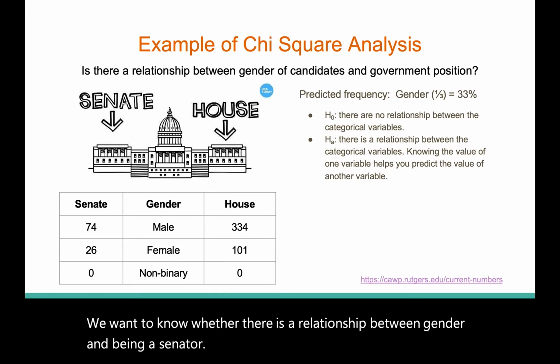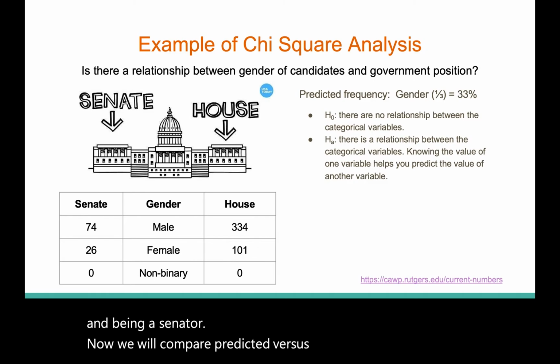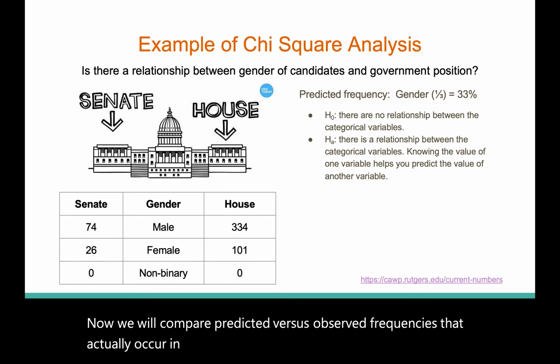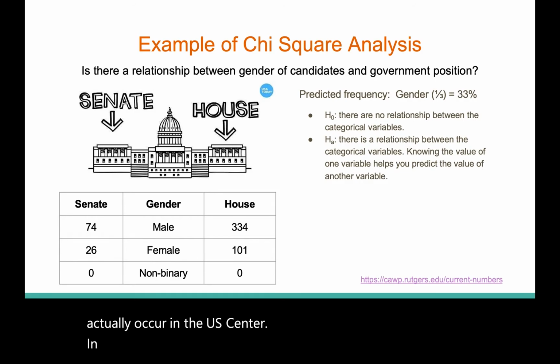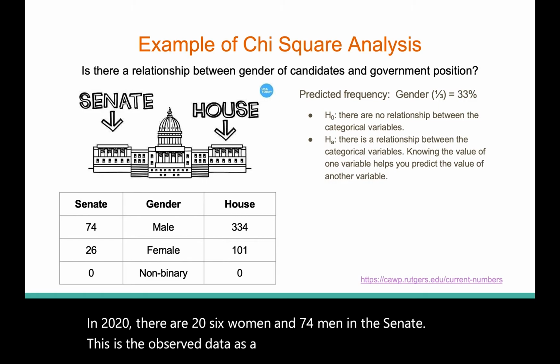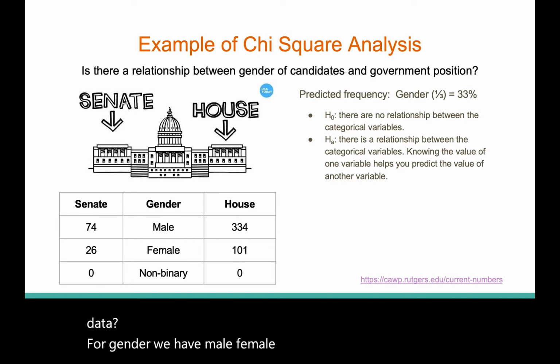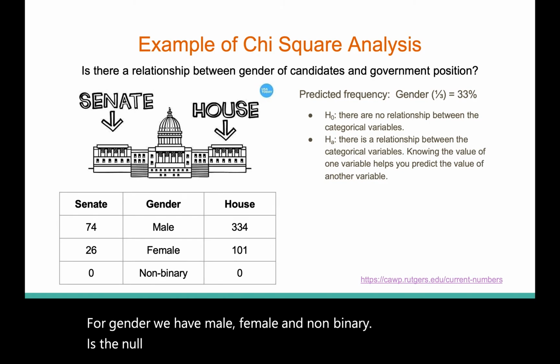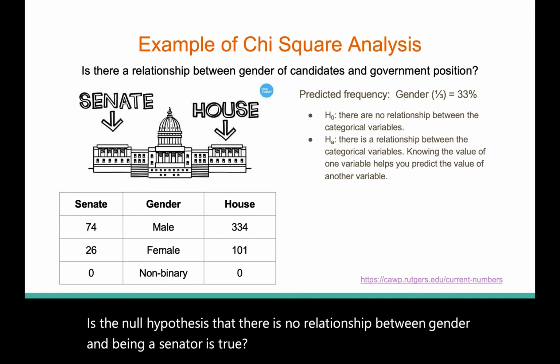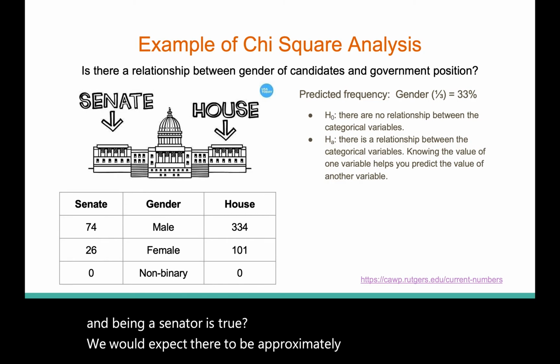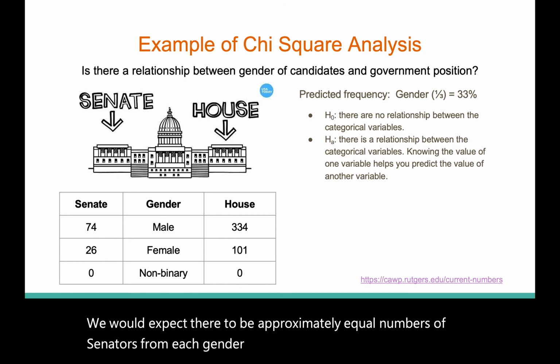Now we will compare predicted versus observed frequencies that actually occur in the US Senate. In 2020, there are 26 women and 74 men in the Senate. This is the observed data as a raw count. But what is our expected data? For gender, we have male, female, and non-binary. If the null hypothesis that there is no relationship between gender and being a senator is true, we would expect there to be approximately equal numbers of senators from each gender, or about 33 men, 33 females, and 33 non-binary.